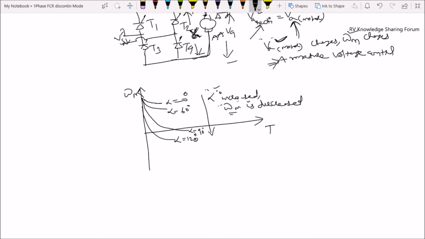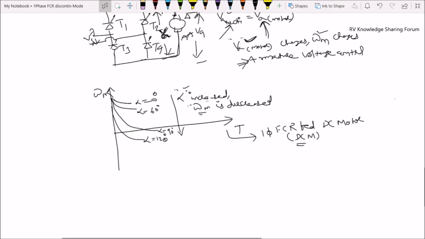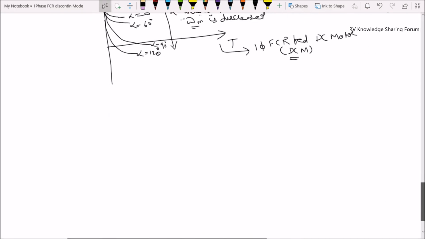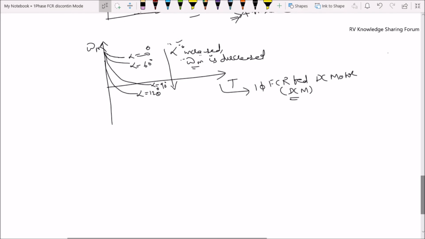So this is the speed torque characteristics of a single phase fully controlled rectifier fed DC motor for discontinuous conduction mode. This is how the speed can be controlled. Now let us make the boundary analysis. Let us analyze the boundary between the continuous conduction mode and the discontinuous conduction mode.